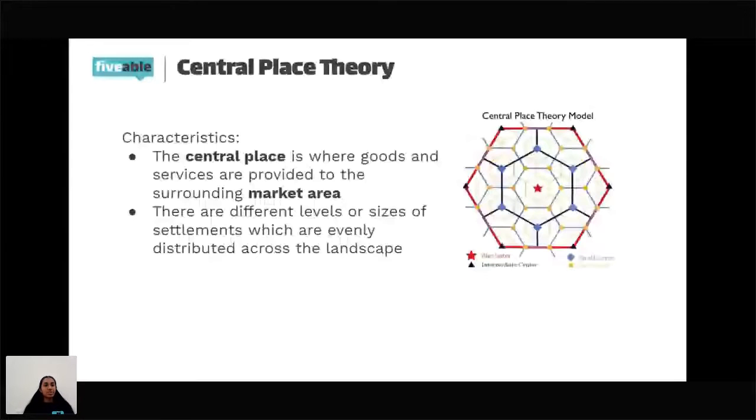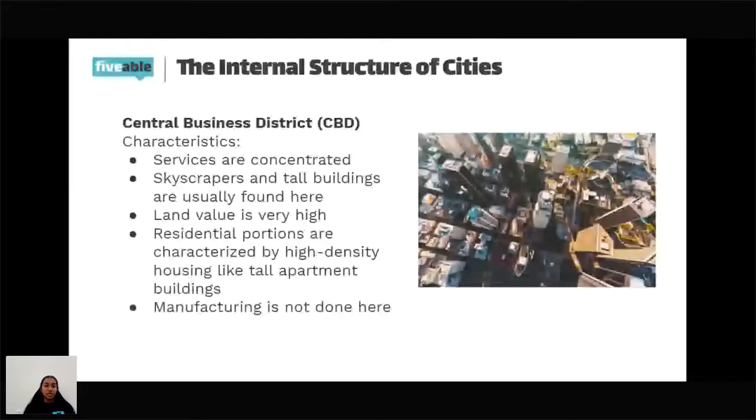For internal structure of cities, we're going to move into the urban models now. And each urban model is based around this concept called the Central Business District, or CBD. And the CBD is an important concept which is referenced in the upcoming models.